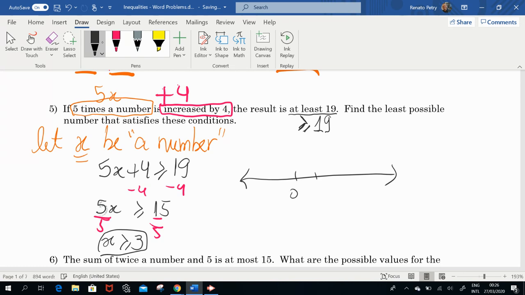So if this is 0, this is 1, this is 2. Because my answer is x greater than or equal to 3, this greater than or equal represents a closed dot on 3. And I want all the numbers that are greater than 3, so I'm going to paint all of them to infinity and beyond. Then the question is, find the least possible number that satisfies the condition.